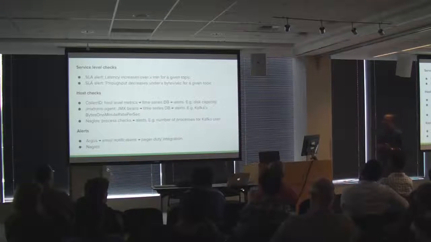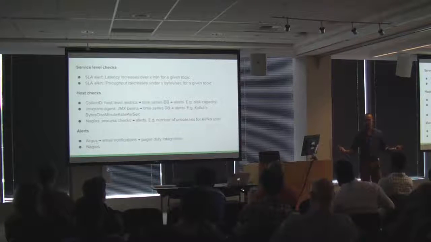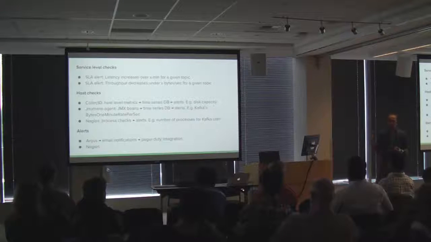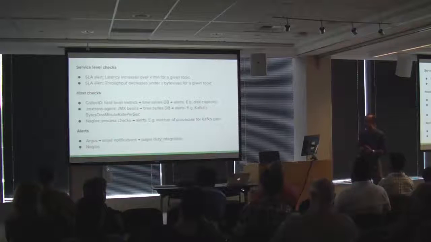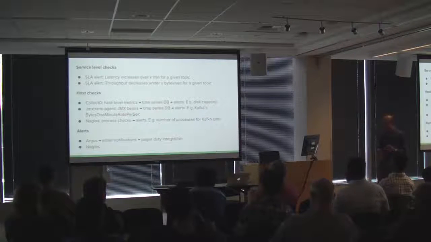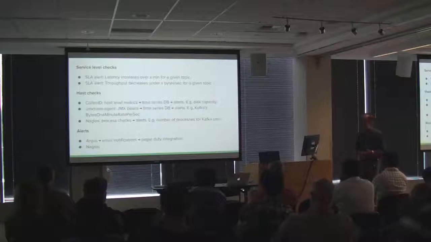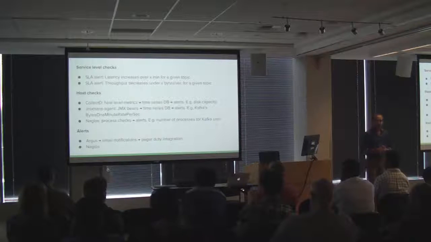At host level, we collect a lot of things. We use collectd to collect host level metrics, which go into a time series database on which we can do alerts. For example, disk capacity. We run in a heterogeneous hardware environment, so if a particular disk is running low, we would get more. This is just an example. We use JMX trans agent. So JMX bean data goes again into a time series database, and then you can generate alerts off of that. We have Nagios process checks, which go directly into an alerting system.